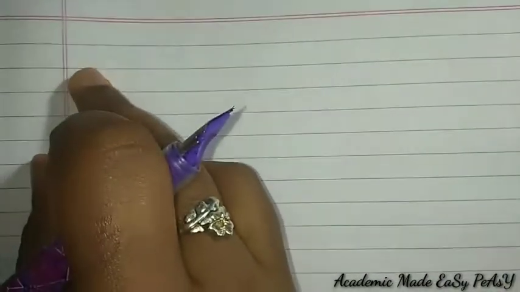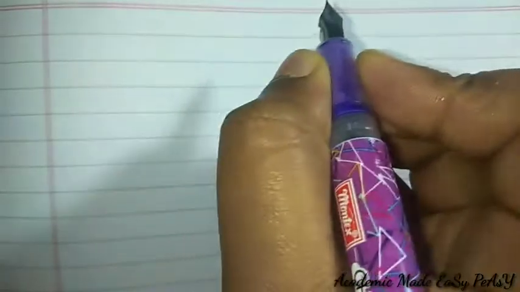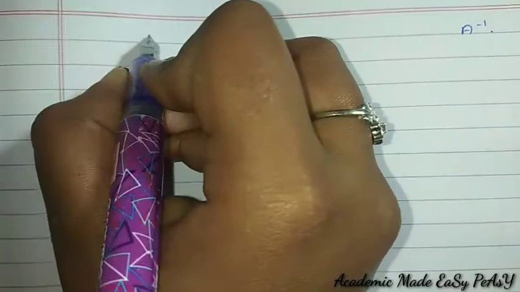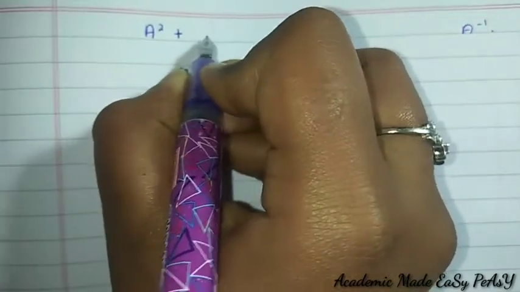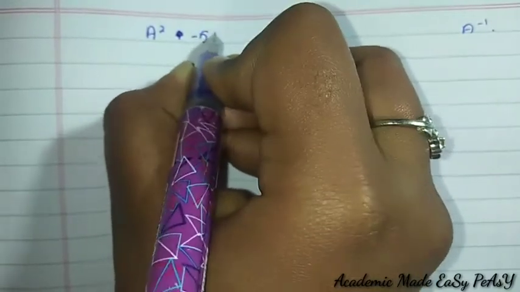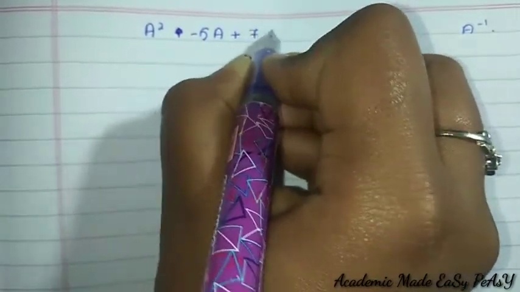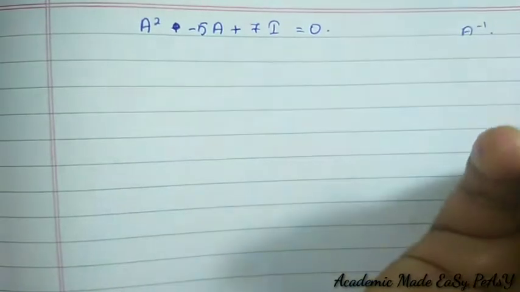So since the first part is proved, we have to find the second part. What was the second part? We have to find A inverse. In previous sums, we used to find A inverse with determinant and adjoint of a matrix, isn't it? But here we will not be using that determinant and adjoint. Instead we will be using the same equation. What was the equation? A square minus 5A plus 7I is equal to 0, isn't it?